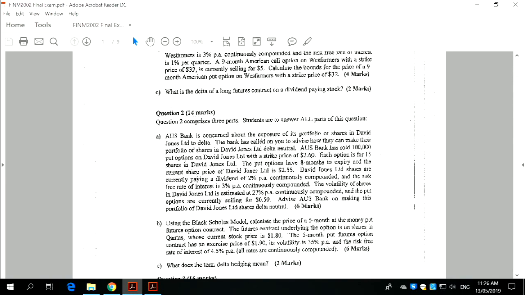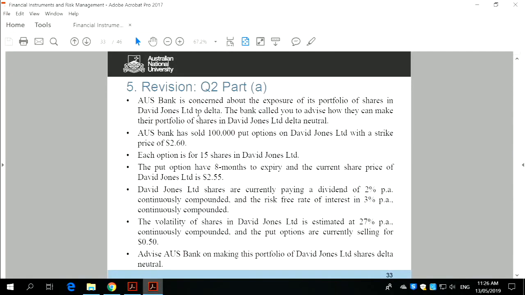Okay, so let's have a look at the second question. The second question says, an Australian bank is concerned about exposure to its portfolio of shares in David Jones. The bank called you to advise how they can make their portfolio of shares in David Jones delta neutral. The Australian bank sold 100,000 put options on David Jones with a strike price of $2.60, and each option is for 15 shares in David Jones. The put option has 8 months to expiry, and the current share price of David Jones is $2.55. The David Jones share is currently paying a dividend yield of 2%, the risk-free rate is 3%, both continuously compounded, and the volatility of the share is estimated to be 27% per annum, continuously compounded. The put option is currently selling for 50 cents. Advise the Australian bank how to make this portfolio delta neutral.